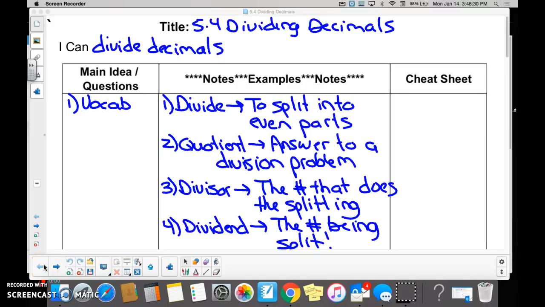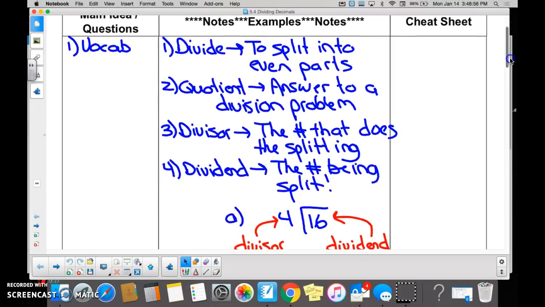Good day, everybody. Welcome to 5.4, Chapter 5, Lesson 4, Dividing Decimals. The I can statement is: I can divide decimals. You should be writing this in your notes, as we have for the first 3 lessons in Chapter 5. Quite a few vocab words to go through today. Remember, you can pause me at any time so that you can keep up.